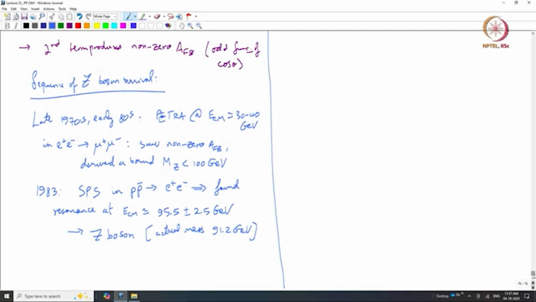Okay, why? Because in 1984, the very next year, Carlo Rubbia and Simon van der Meer got the Nobel Prize. Okay, 1984 Nobel for discovering not just the Z boson, but they also discovered the W bosons this way, which was at around 80 GeV.